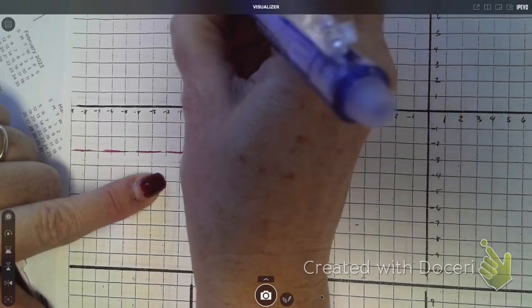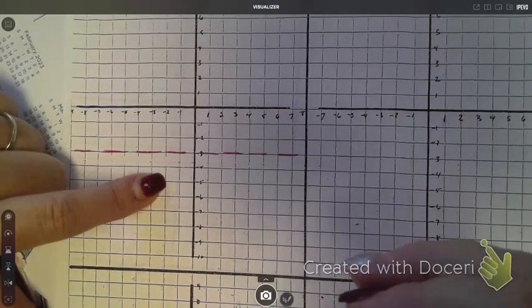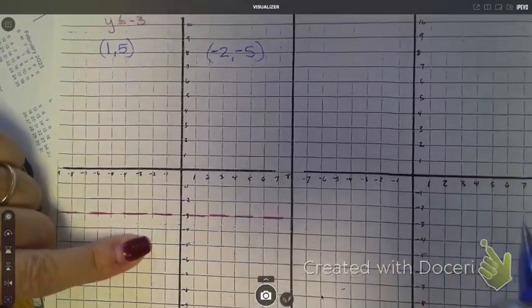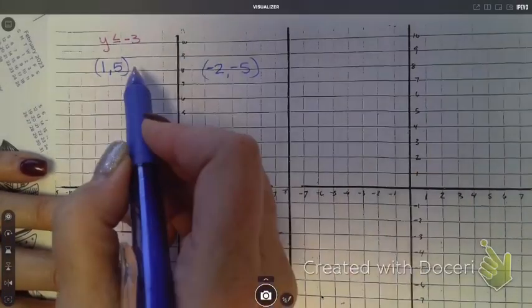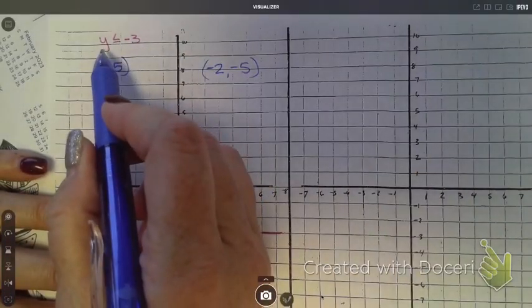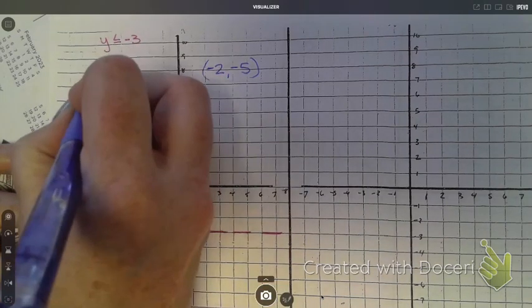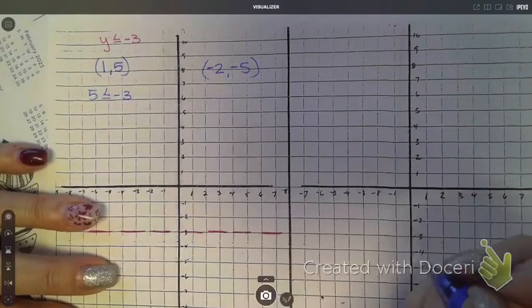You have to test both because we all know sometimes we screw up math. Okay, we all know we mess it up sometimes, so you have to check both. So this only has a y in the equation. So what's the only thing we're going to plug in? Y. So is 5 less than or equal to negative 3? Is that true? No.